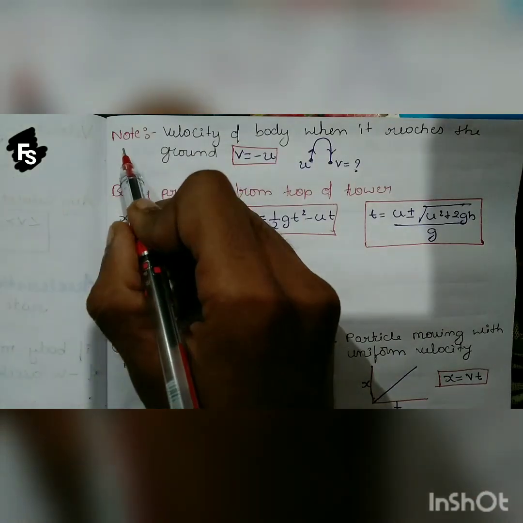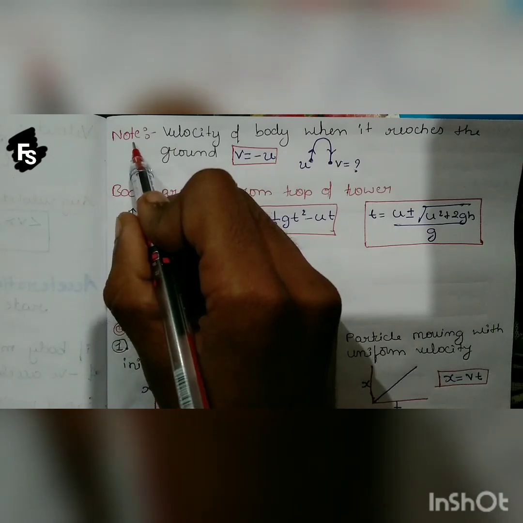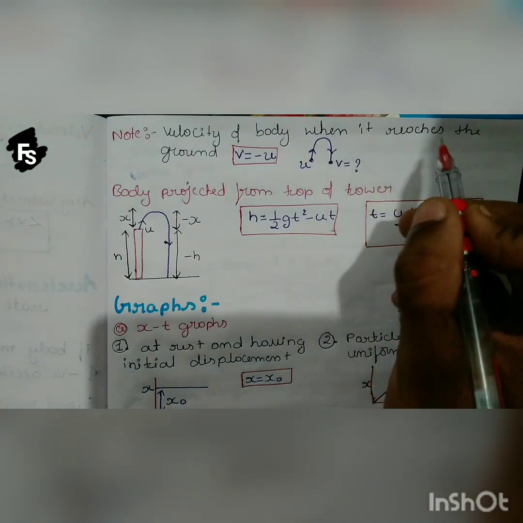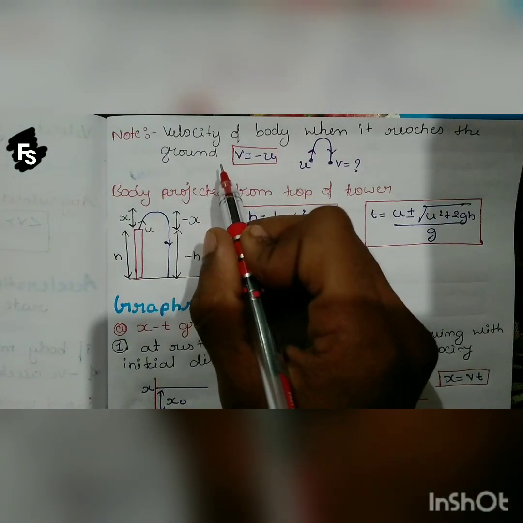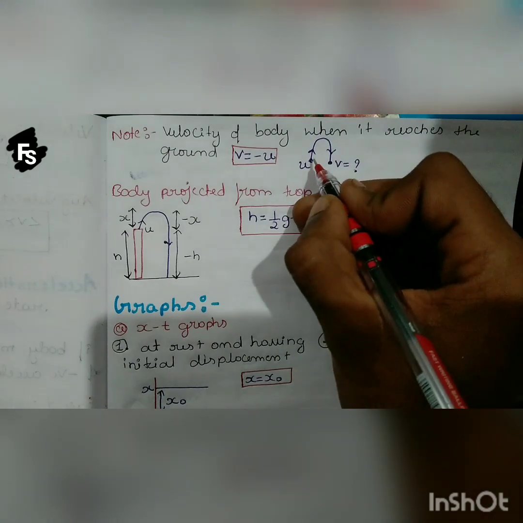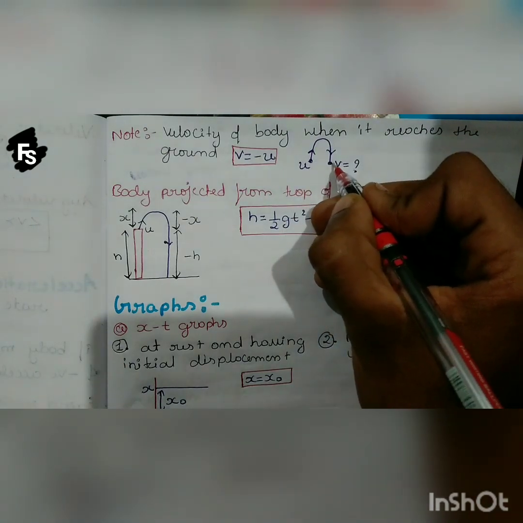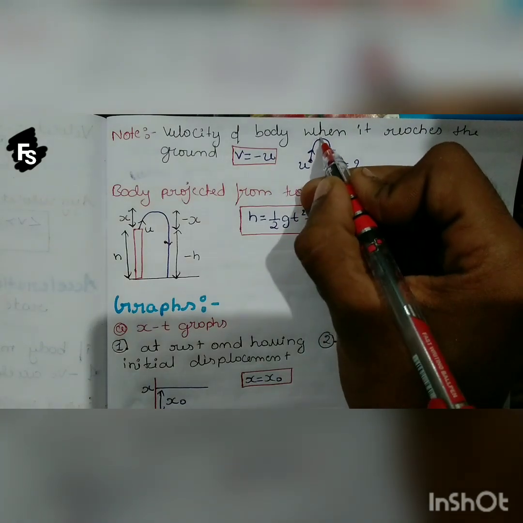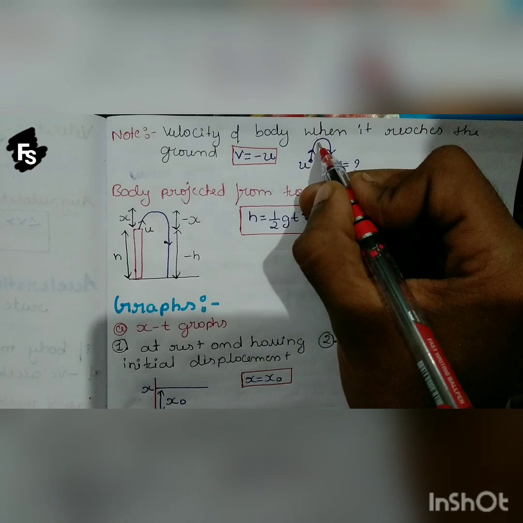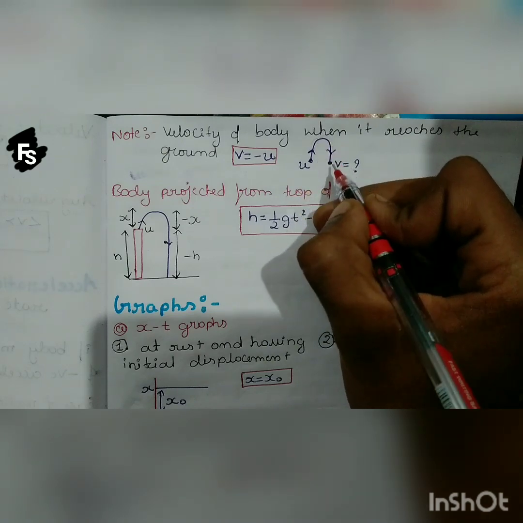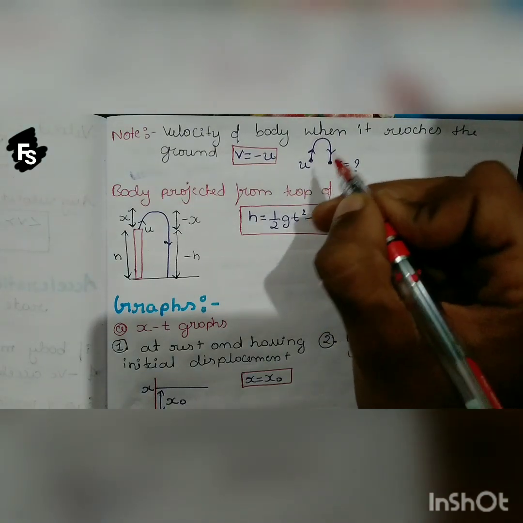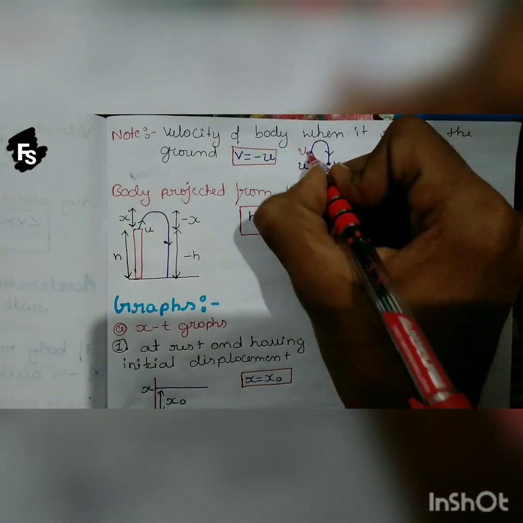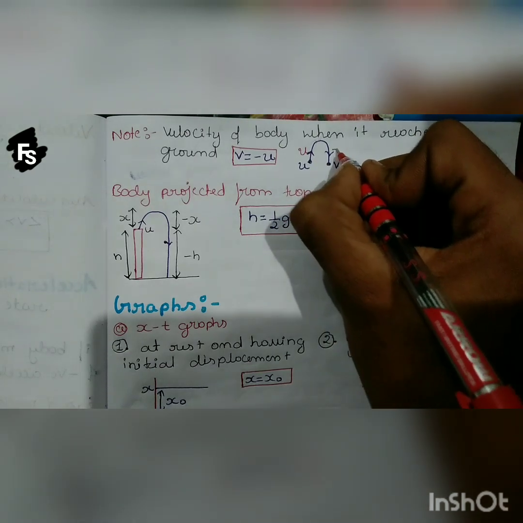Then we remember a note point. This is a very important point: the velocity of the body when it reaches the ground. What it says is, the body moves upward from the bottom with speed u, but when it comes downward, it becomes the negative of the initial velocity, means v equals minus u. Here it will move with a velocity u and come back with a velocity minus u.